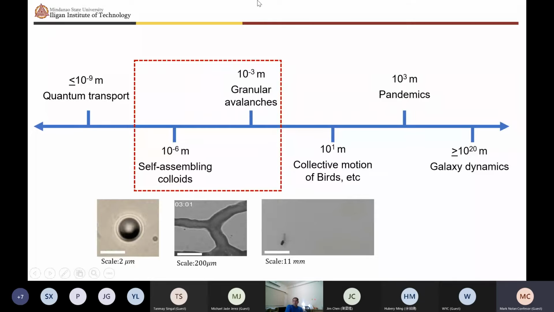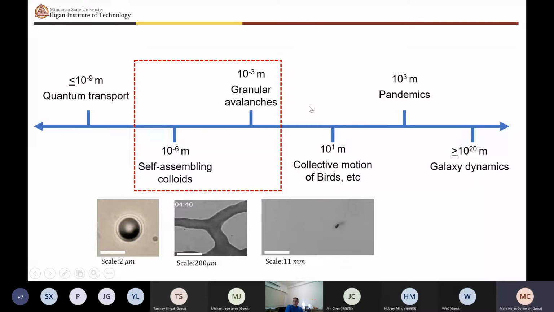Now, when you say non-equilibrium steady state, it actually goes way beyond. I was very happy to have this slide because probably this is the only contribution I really have to your group, which is on quantum computing, right? So non-equilibrium steady states go across all ranges of length scale, from quantum transport at less than 10^-9 meters, all the way to galaxy dynamics. You have pandemics, collective motion of birds, and so on and so forth.